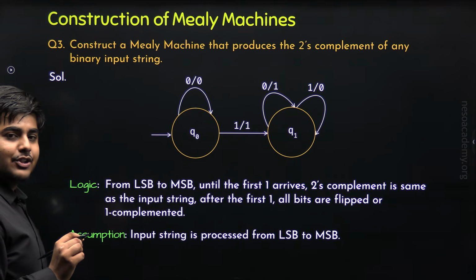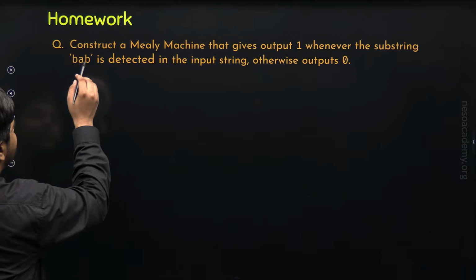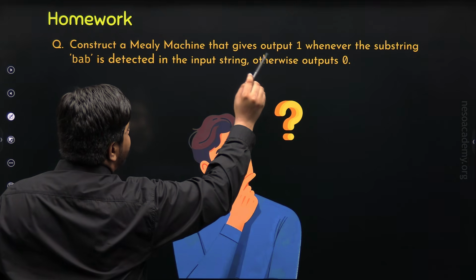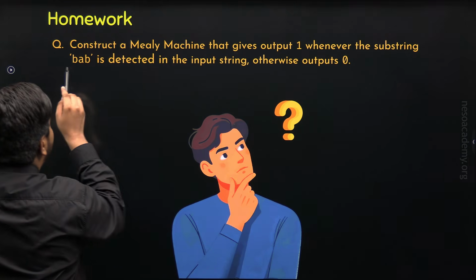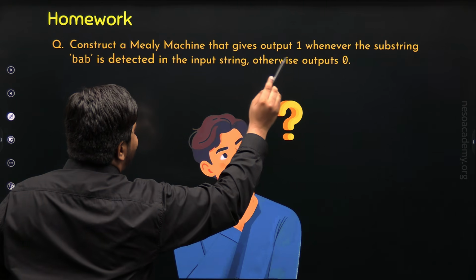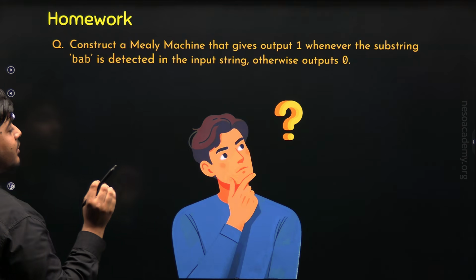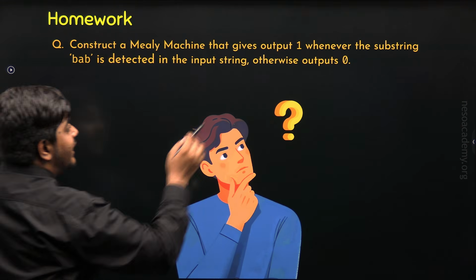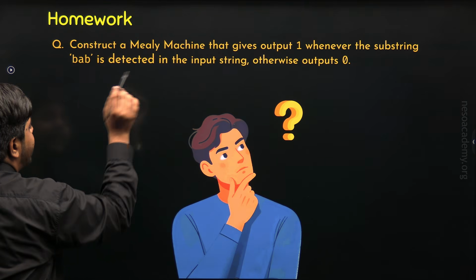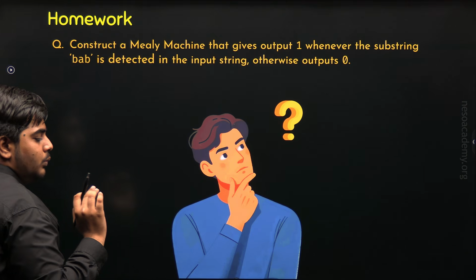Now, before ending this lecture, I have one homework problem for you. Construct a Mealy machine that gives output 1 whenever the substring BAB is detected in the input string. Otherwise, outputs 0. So in this question, you are required to construct a Mealy machine that will give the output 1 whenever the substring BAB is detected in our input string. Otherwise, it will output 0.